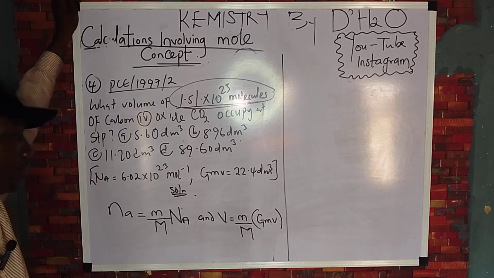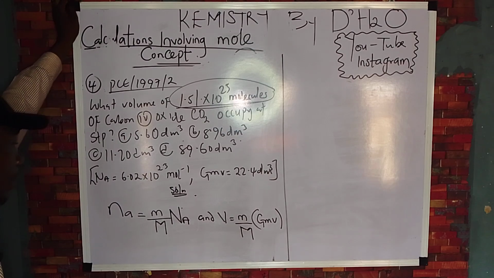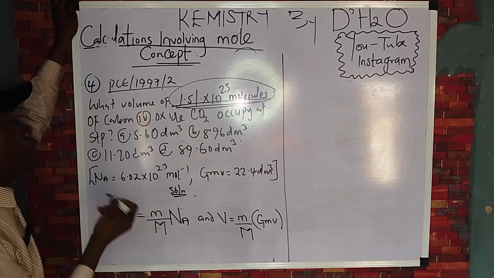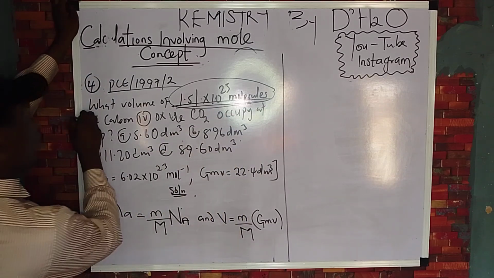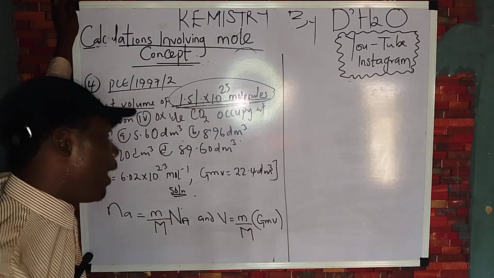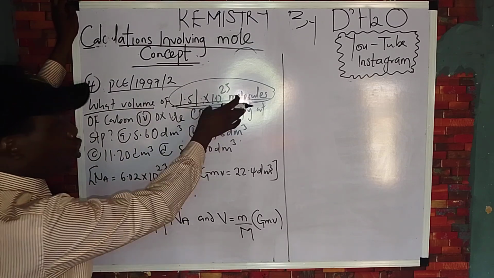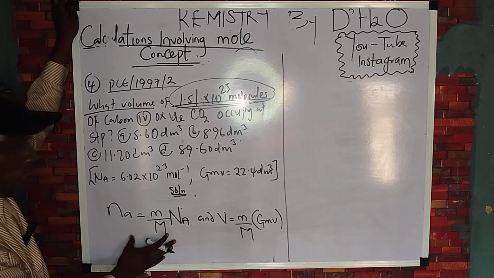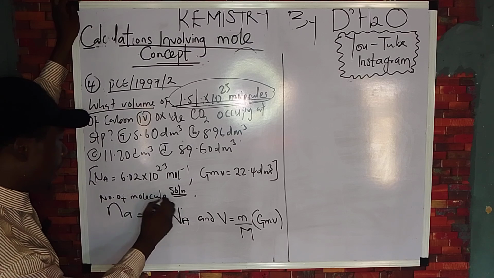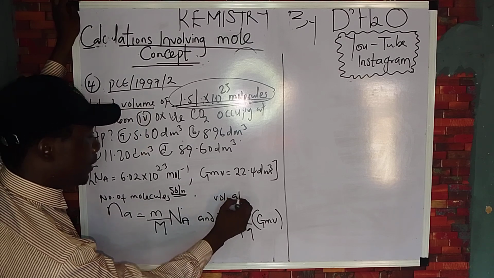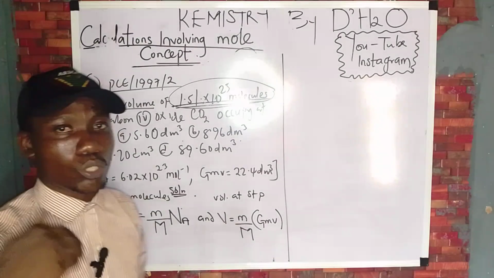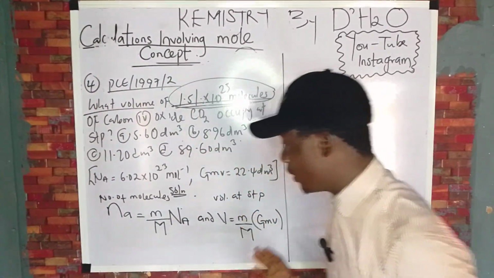So interesting. Now because the question involves number of molecules and also involves volume, they said, what volume will this particular number of molecules of carbon dioxide occupy? So it's a problem involving number of molecules and volume. So we bring our number of molecules formula and volume at STP formula. These two formulas will play an important role in solving this problem. So very easy. What do we do?